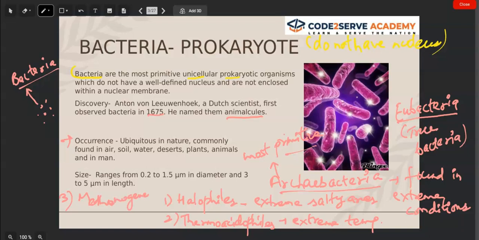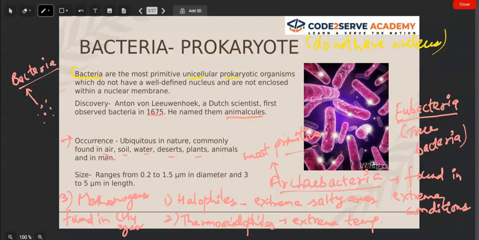Now from methanogens you can understand what methanogens are. They are found in methane gas. CH4 means methane gas. So they are found in methane gas, and we call them methanogens. So halophiles, thermoacidophiles, methanogens, these three are categories of what? Of archaebacteria, which were very primitive organisms, or the bacteria found on the earth. They are found in extreme conditions, but the eubacteria are the true bacteria which can be found in air, soil, water, desert, plant, animals, and in humans also.